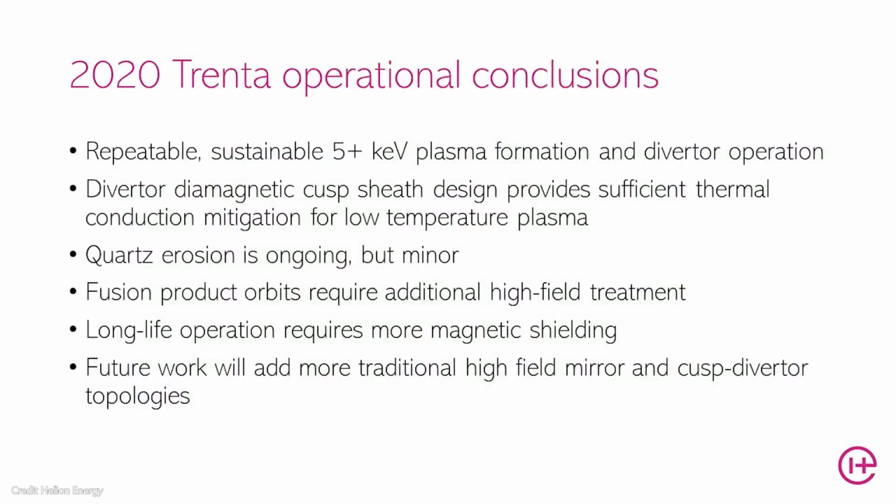So in conclusion, our prototype Trenta demonstrated that we can build repeatable, sustainable, greater than 5 keV plasmas and operate in a cylindrical cusp divertor. So far, that divertor cusp design, even with a diamagnetic boundary, has provided sufficient thermal conduction and mitigation of any losses for the low temperature plasma. Quartz erosion and the silica erosion is ongoing but minor, and would be a life limiter for long-term operation of one of these systems.